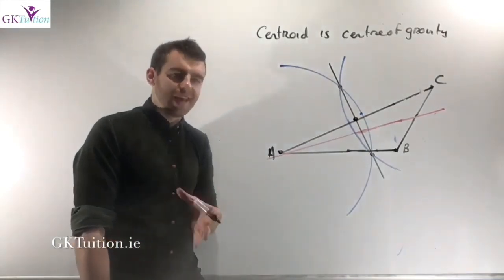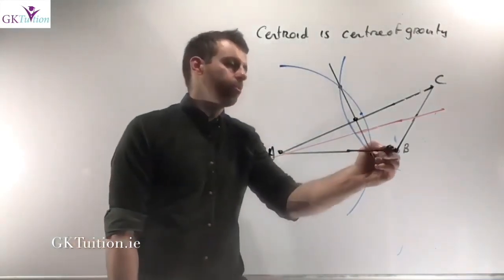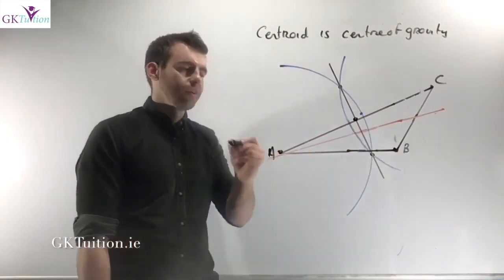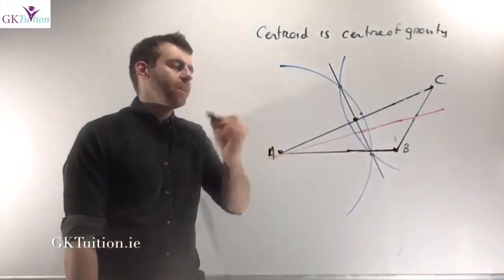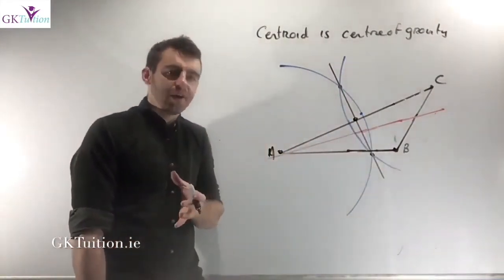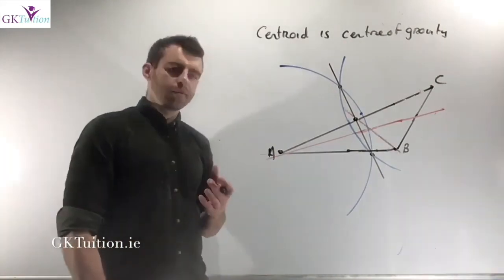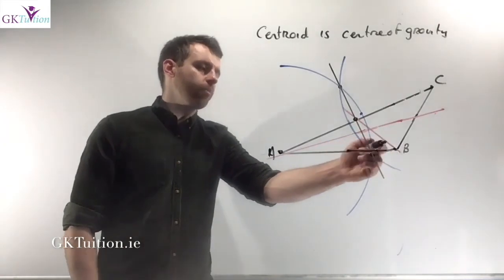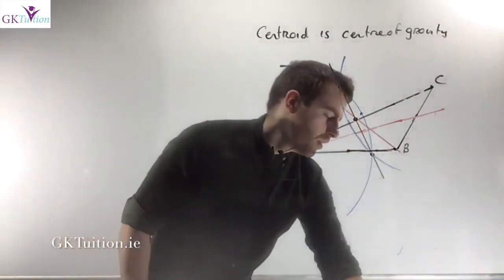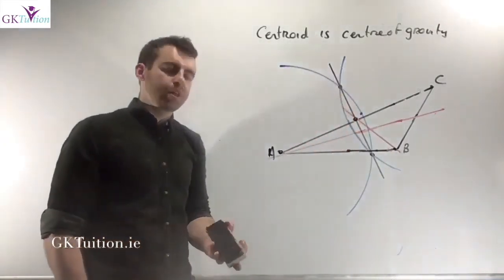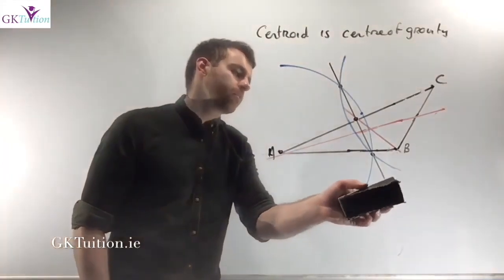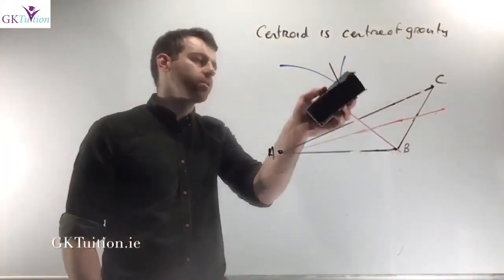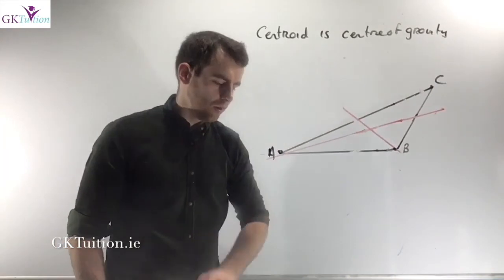So to come up with my second median, I join up B with the midpoint of the opposite line. And that will give me my second median and allow me to identify where the centroid is. So I've drawn a second red line, and this second red line joins up B to the midpoint of AC. So now I've come up with two medians for my triangle. And I'm going to eliminate my construction lines so it's easier for you to visualize what's going on.